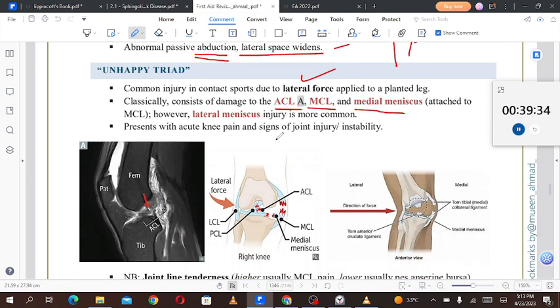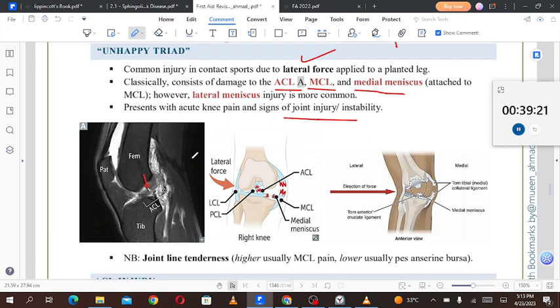Okay, so there can be a triad of these three, but this can be normal, and the lateral meniscus can also be injured. It presents with acute knee pain and signs of joint injury and instability. So here you can see this is the femur and the patella and the tibia and anterior cruciate ligament. When the lateral force is applied over there, there is a chance of damage to the medial collateral ligament. This one.